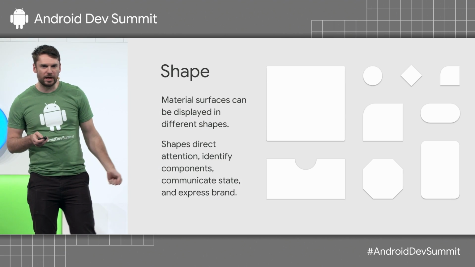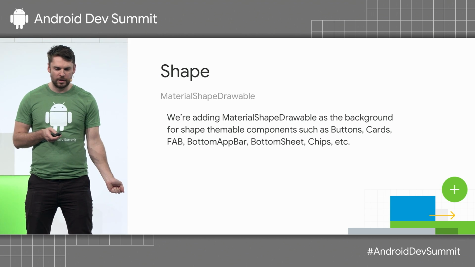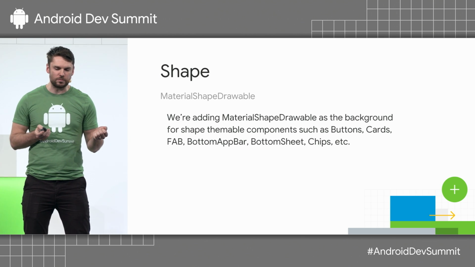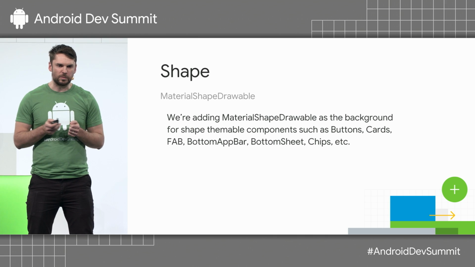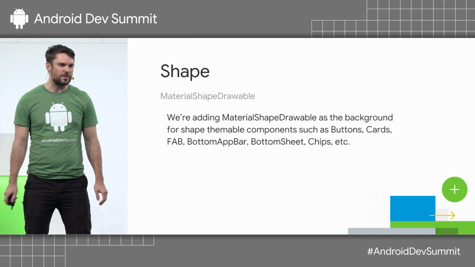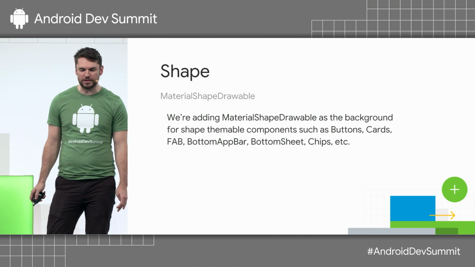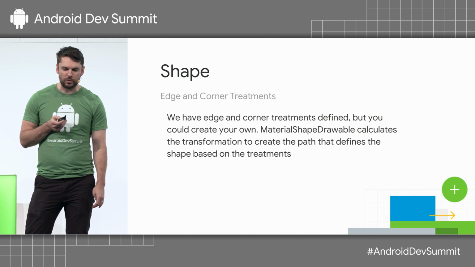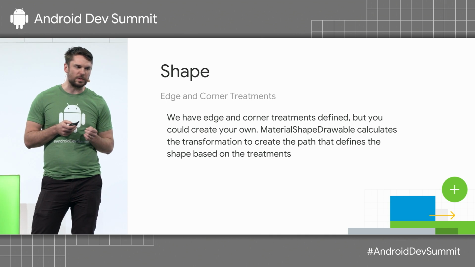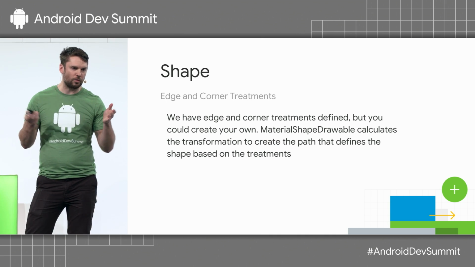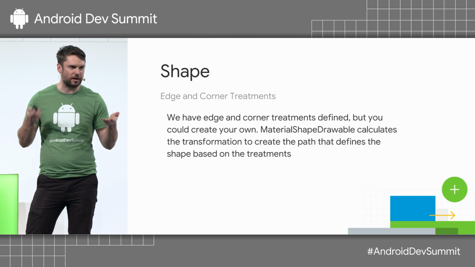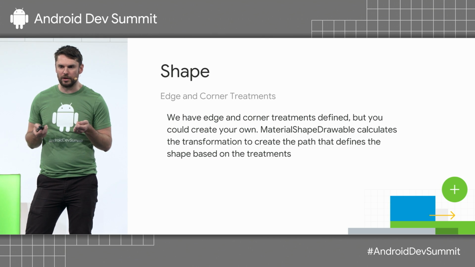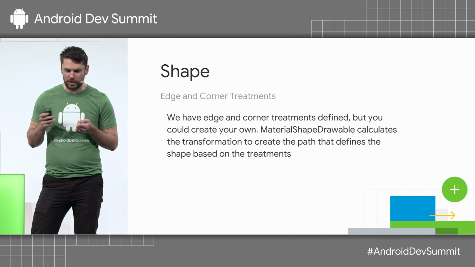Shape is another subsystem that you can theme, and it all happens with material shape drawable. So we're adding material shape drawable as the background for shape themable components, such as buttons, cards, fab, bottom app bar, bottom sheet, chips, etc. And the way it works is with edge and corner treatments. So we have edge and corner treatments defined for rounded and cut corner, which is pretty much every button or interactable component that you're going to find. But you can always create your own as well.